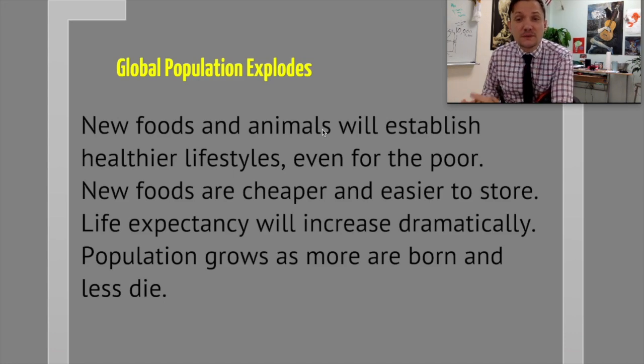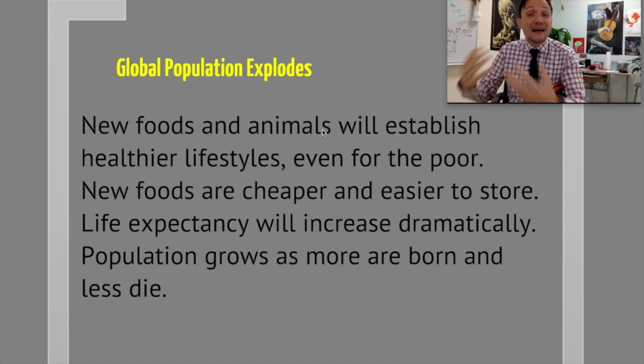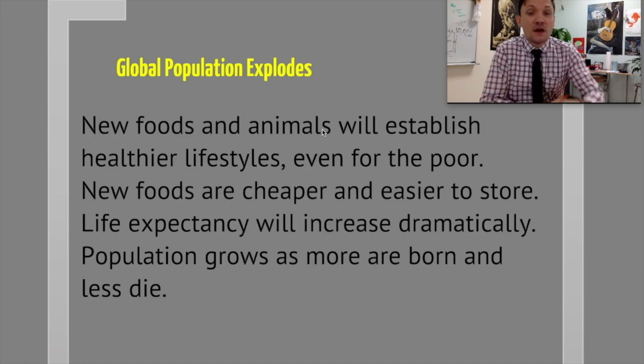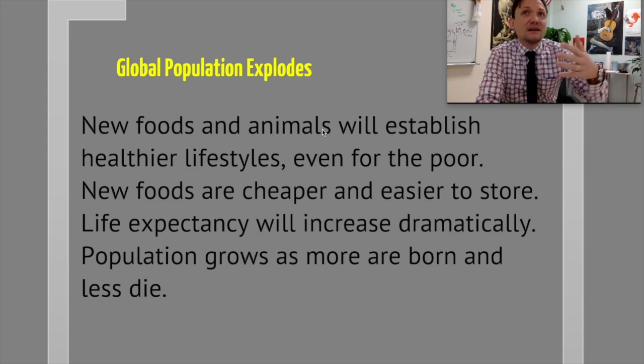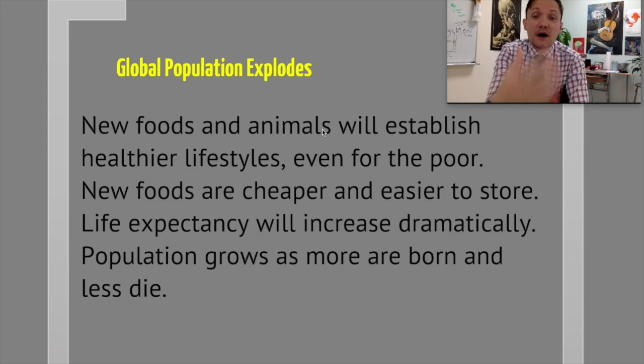So new foods are going to become cheaper. They're going to become much easier to store. There are going to be certain foods that are not as perishable as other foods, right? So life expectancy with better diets, my wife would love to hear me talking about this, is going to increase dramatically, right? Also with the disappearance of the plague and things like that, right? So population is going to grow as more are born and less die.